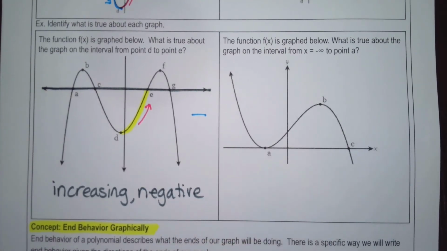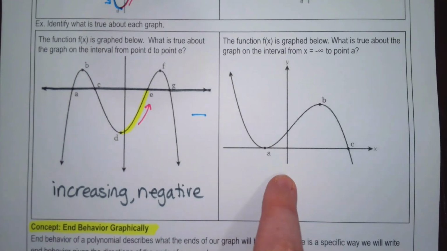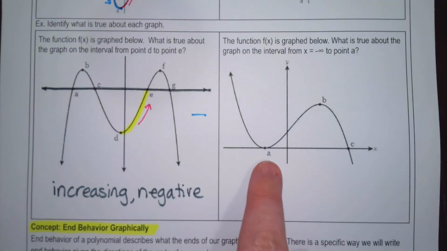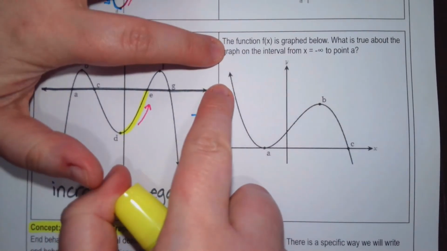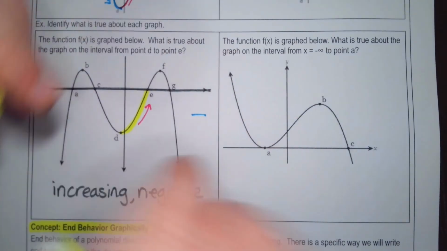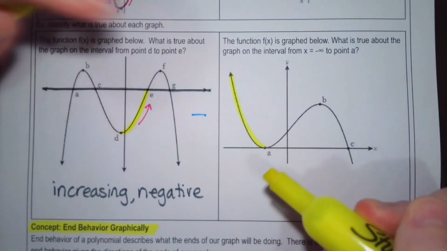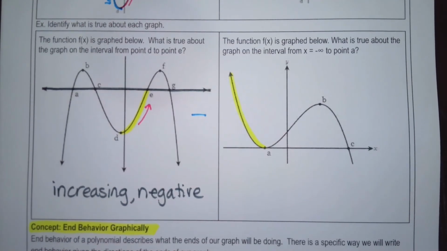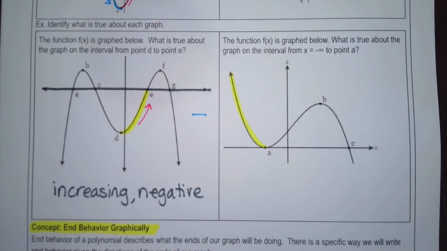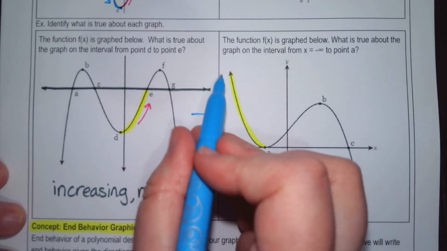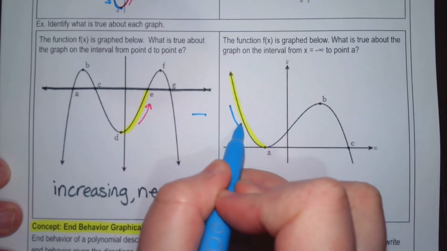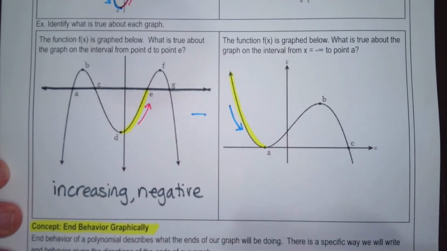All right, next. This function now, on the interval from negative infinity to point A. So negative infinity just means the left arrow. So we come from the left arrow to A. So now we're going to do the same thing. We trace. This is going down.